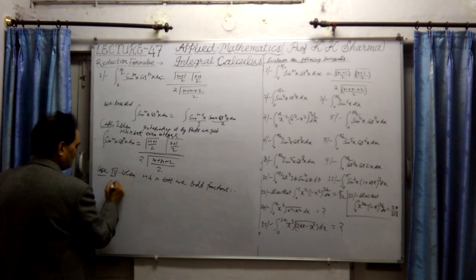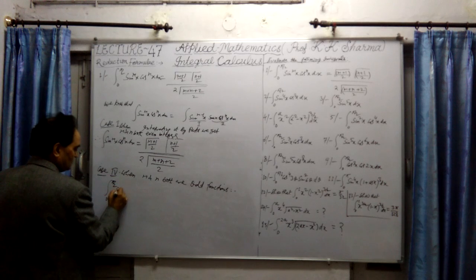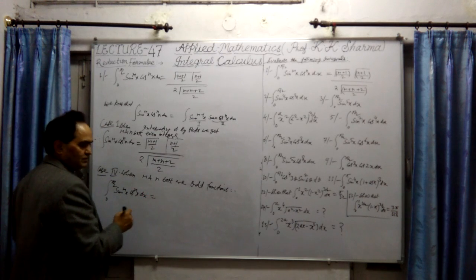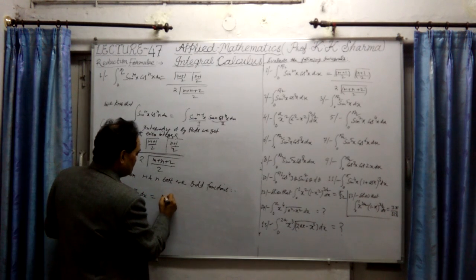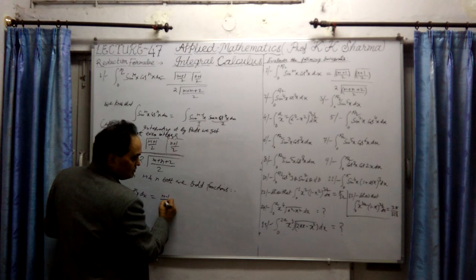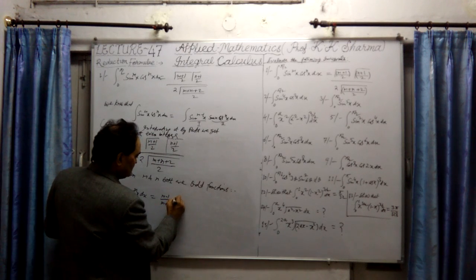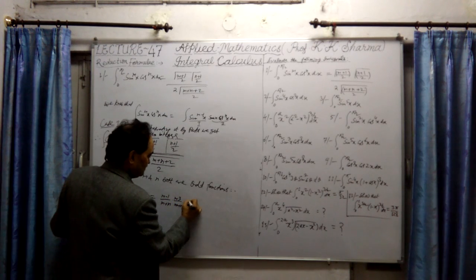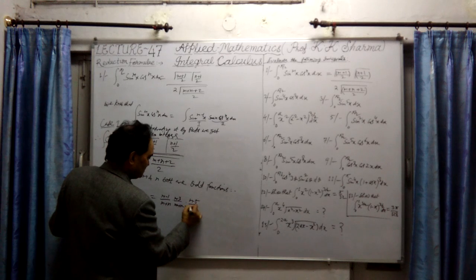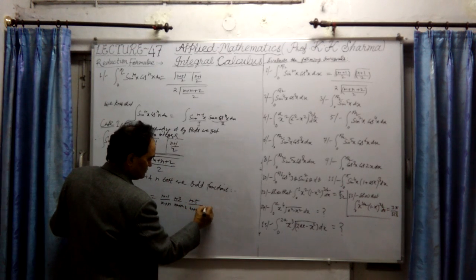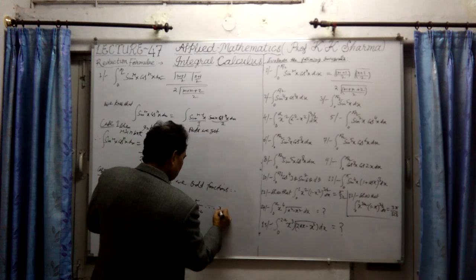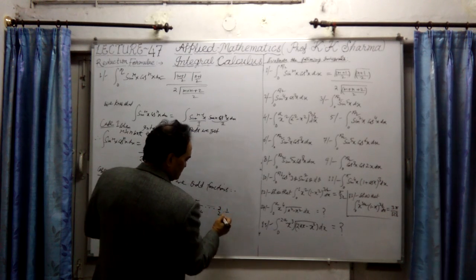In that case, the integral from 0 to pi by 2 of sin mx into cos nx into dx will be equal to the same value: m minus 1 upon m plus n, m minus 3 upon m plus n minus 2. The same series will start here, m minus 5 upon m plus n minus 4, and so on. Because it is an odd function, the last factor will be 3 by 2.